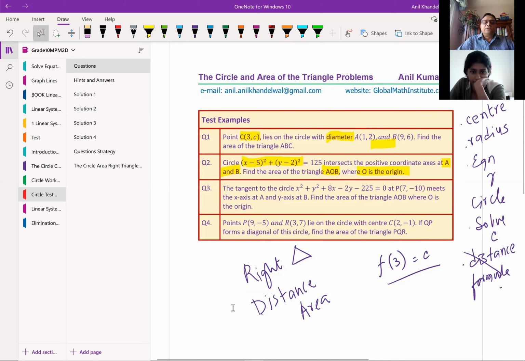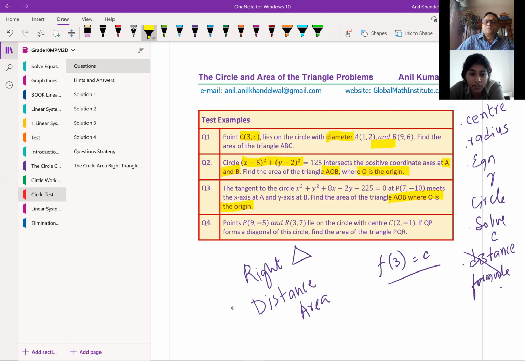So can you please read question number 3 and tell me your strategy? Yes. Question 3. The tangent to the circle x squared plus y squared plus 8x minus 2y minus 225 equals 0 at point P, which is (7, minus 10), meets the x-axis at A and the y-axis at B. Find the area of the triangle AOB where O is the origin. So how will you do this question? Okay.